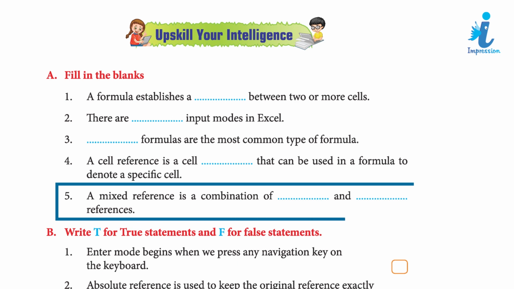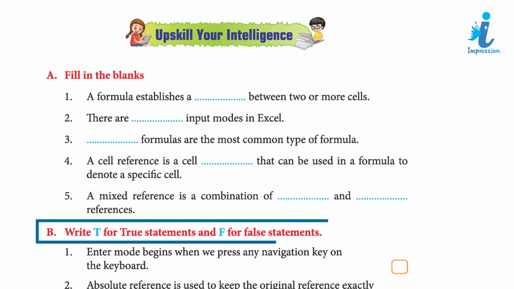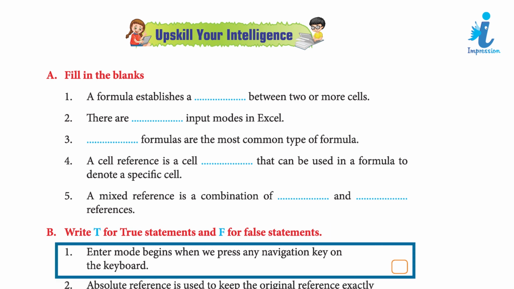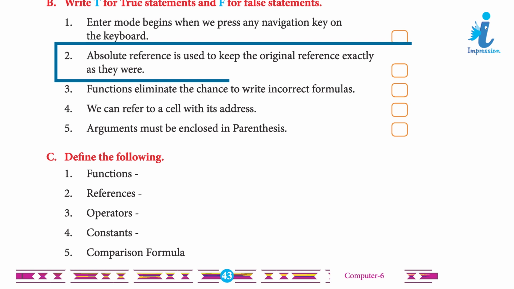5. A mixed reference is a combination of dash and dash references. Answer: relative and absolute. B. Write T for true statements and F for false statements. 1. Enter mode begins when we press any navigation key on the keyboard. Answer: false. 2. Absolute reference is used to keep the original reference exactly as it was.